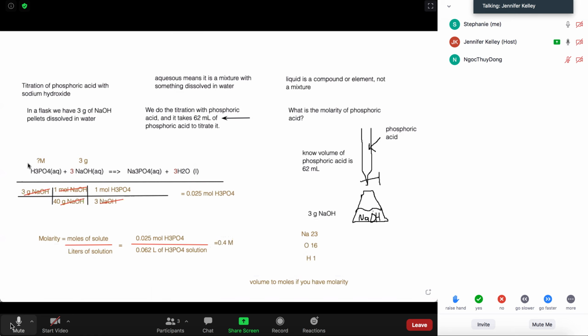So the first step is to write a balanced equation. The next step is to convert to moles of the thing you know, the titrant, and then convert to moles of the analyte, and then divide by liters of the analyte. The analyte is the, I remember we did it in class, it was like the unknown concentration, kind of? Yes.